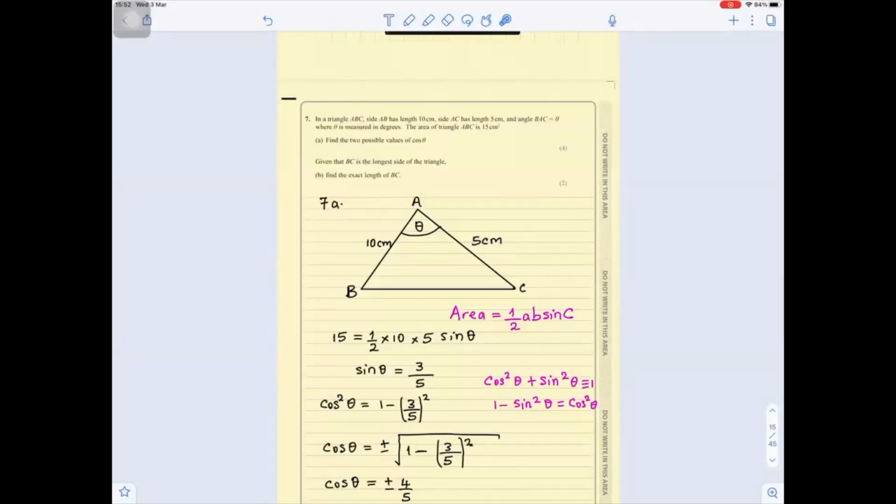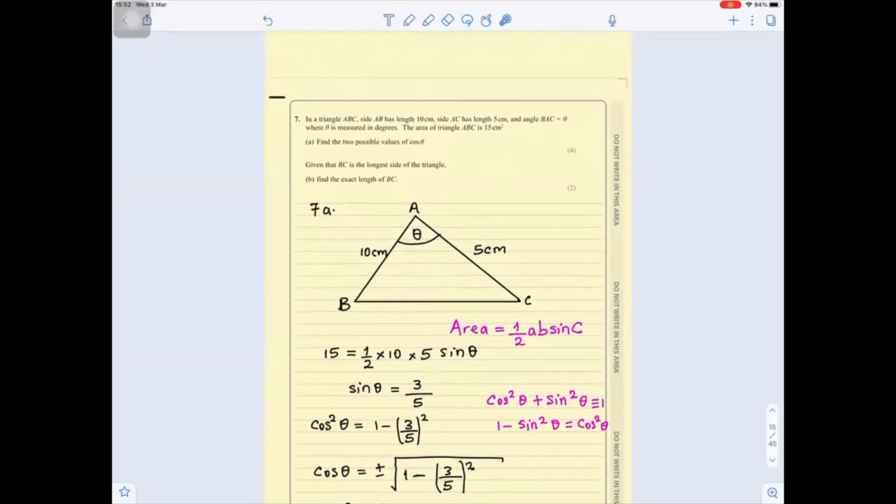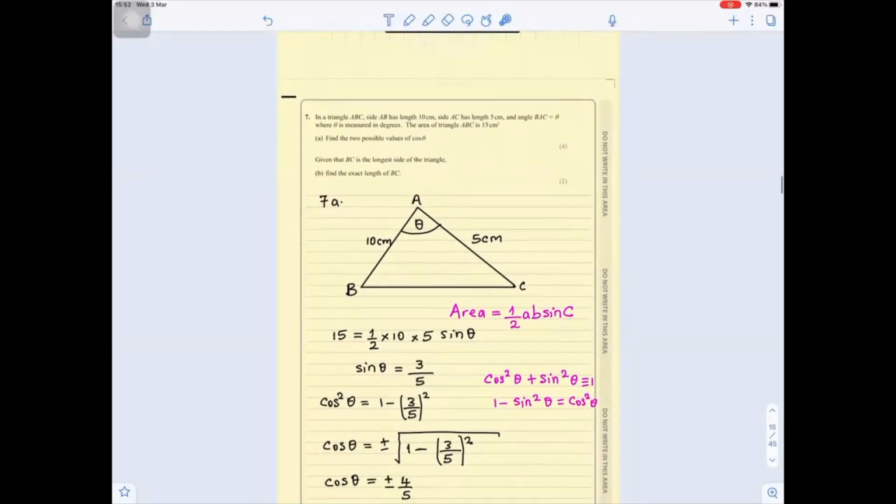Question number 7. In a triangle ABC, side AB has length 10 centimeters and AC has length 5 centimeters. Angle BAC is theta. Find the two possible values of cos theta.